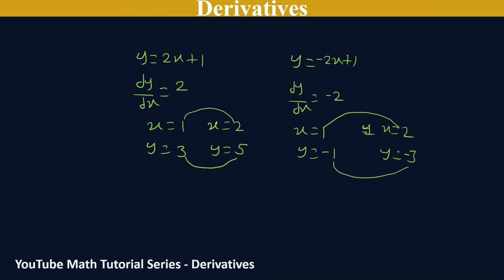Where are you using derivative? You are using derivative in physics. Velocity is nothing but change in distance with respect to time. So it is nothing but the derivative concept that has been used over here. Acceleration is what? Change in velocity with respect to time. It is also a derivative.